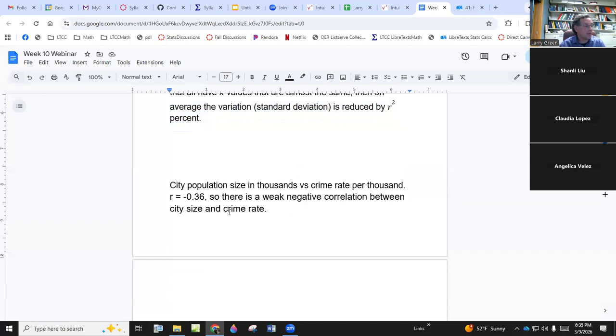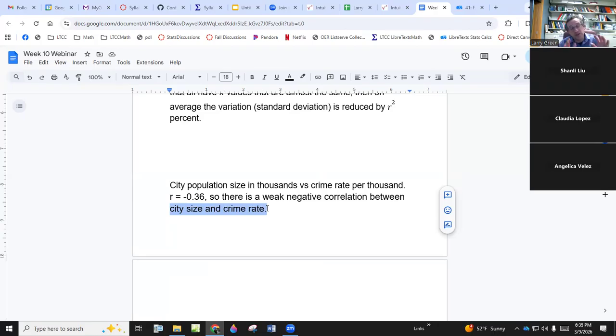Okay, so here's another example. If you look at city population size in thousands versus crime rate per thousand, then R is negative 0.36. So what we can say is there's a weak negative correlation between city size and crime rate. I just want to let you know it's closer to 0 than it is to 1, or -1 in this case, and that makes it a weak correlation. Is that clear?